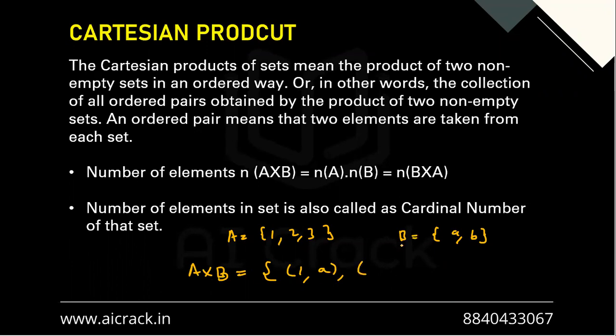Similarly, we'll have to make other pairs as well: (1, b), (2, a), (2, b), and so on. All the possible pairs, right? So we can clearly see that the number of elements in A cross B will be the number of elements in A into the number of elements in B, because for every element of A, we are taking pairs with every element of B. So the total number of elements in A cross B will be NA into NB. That's what we have written over here.